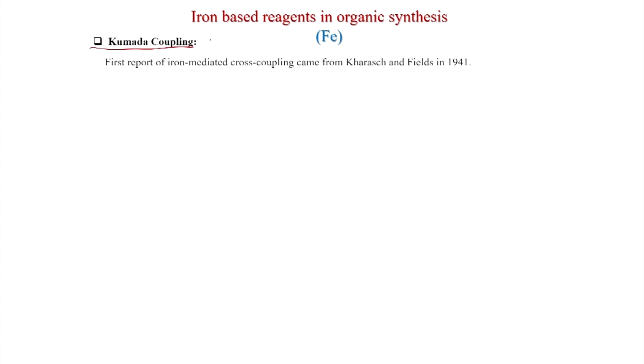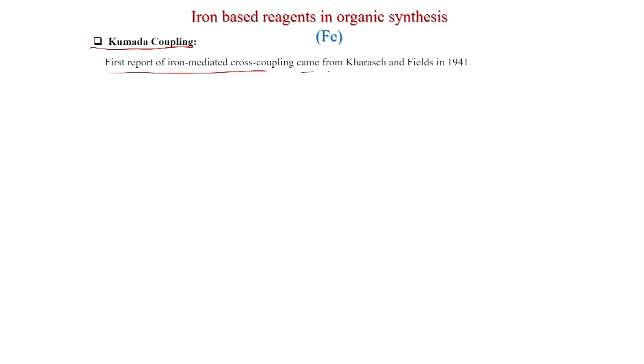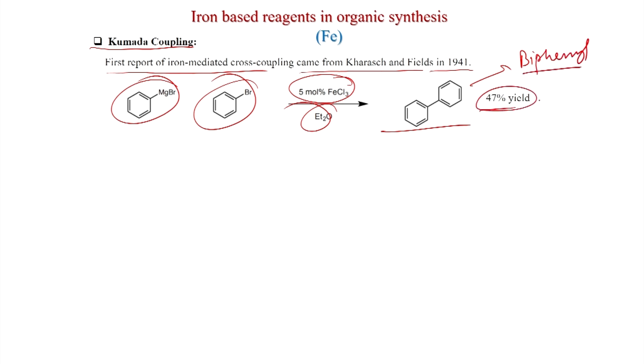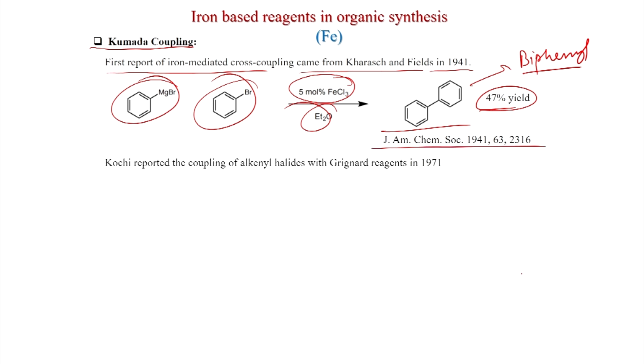Now, we will see different cross coupling reactions. So, we have earlier seen the palladium and copper used in many cross coupling reactions. Here we will see iron can also perform, because iron is very cheap. First report of iron mediated cross coupling came from Kharasch and Fields in 1941. So, phenyl magnesium bromide with bromobenzene, only 5 mole percent ferric chloride in ether will give this biphenyl. Biphenyl will be formed in 47% yield. This was published in Journal of American Chemical Society in 1941.